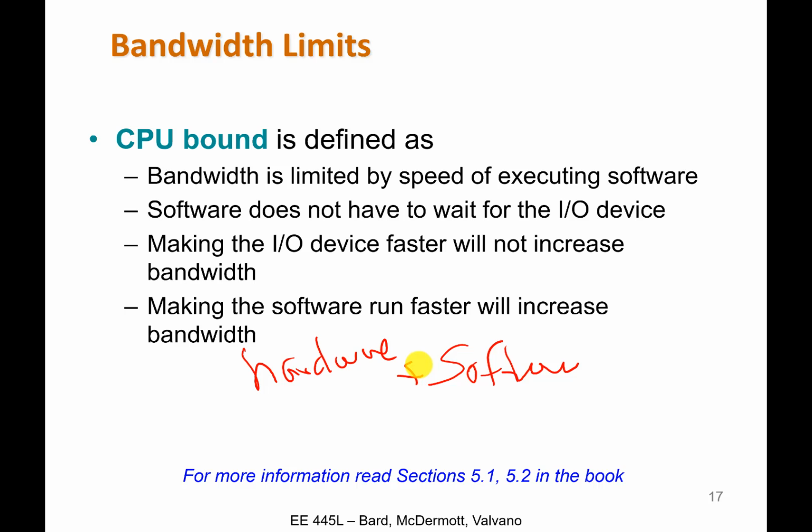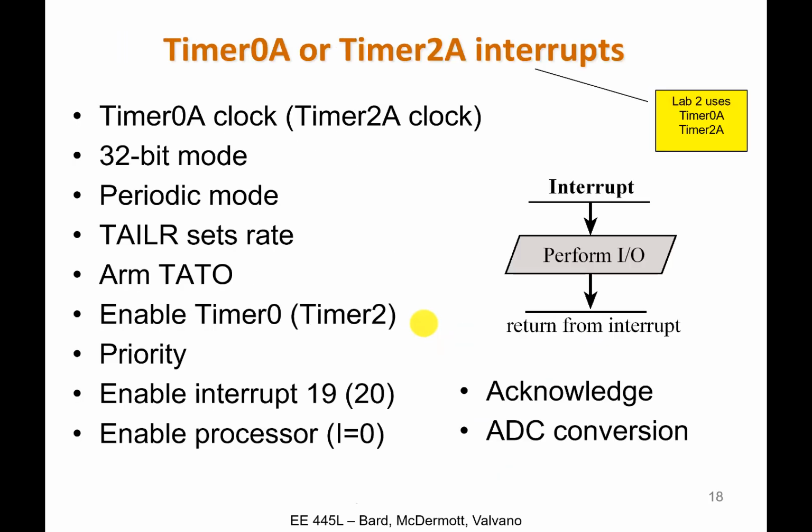I can run 2 processors, 3 processors, 4 processors in parallel. That's an example of how I would make my software run faster. All right, lots of timers.